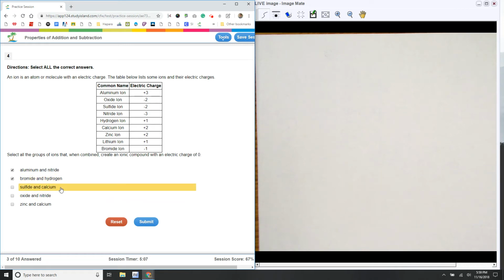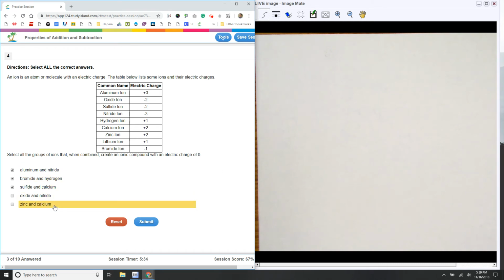Sulfide and calcium. Sulfide is -2. Calcium is positive 2. And again, if we add negative 2 and positive 2, they cancel each other out, making 0. Oxide and nitride. If oxide is negative 2, nitride we saw earlier. We already did nitride. Nitride is negative 3. When you add those together, do you get 0? No, you get negative 5. So those definitely do not end up with 0, so I'm not checking that one.